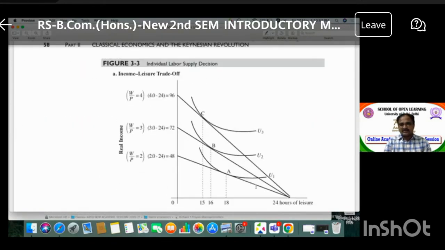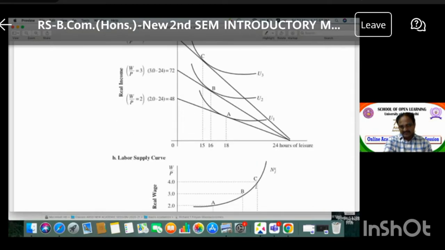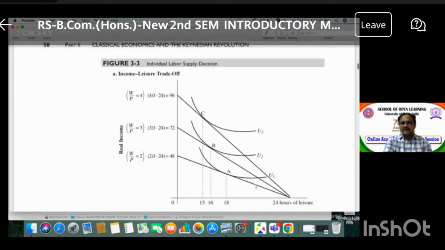What is the figure here? The trade-off between income and leisure hours. What is the point? The second figure is the labor supply curve. How can you draw the supply curve? That is what we are discussing. Okay, so we describe the labor supply curve on the basis of these relations.